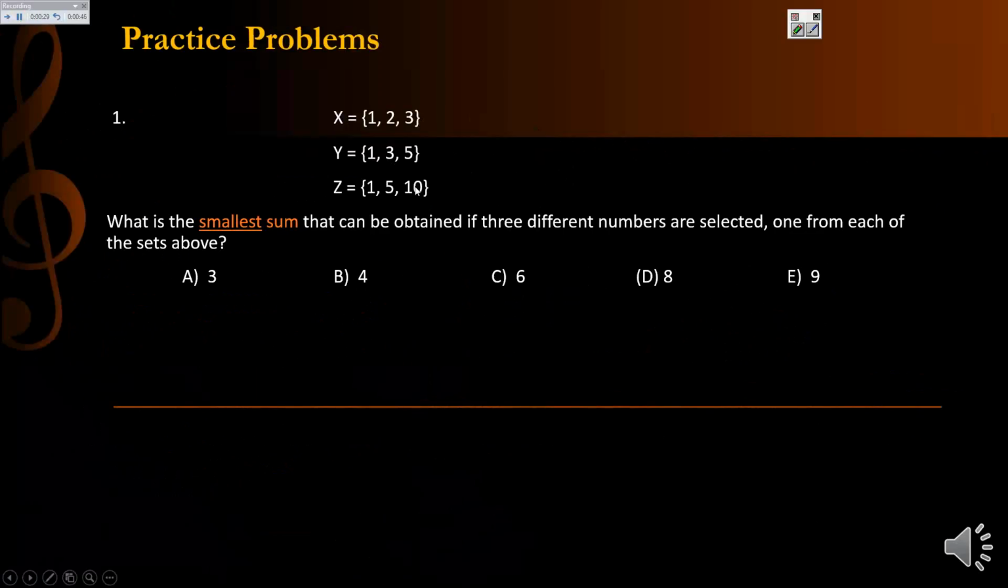So why not start here and go backwards? If we start with the largest set, then we know that Z is equal to 1, Y would be 3 since we've already used 1, and X would be 2 since we've already used 1 and 3, and they said they had to be different numbers. So what would be the sum of that? 6, of course.